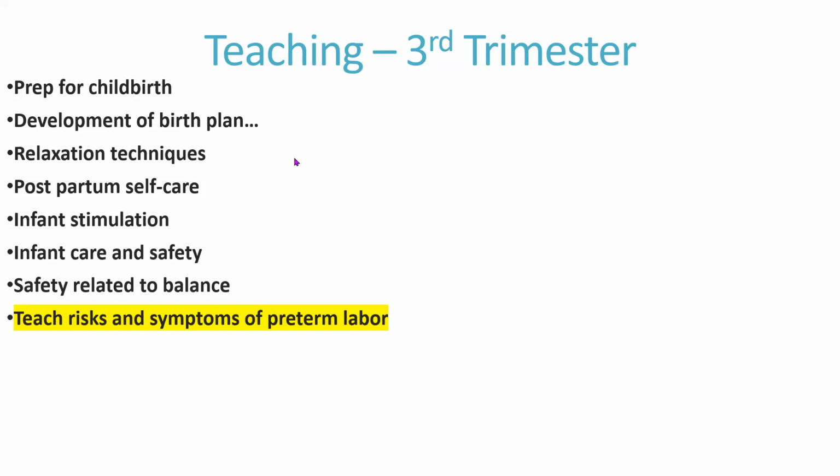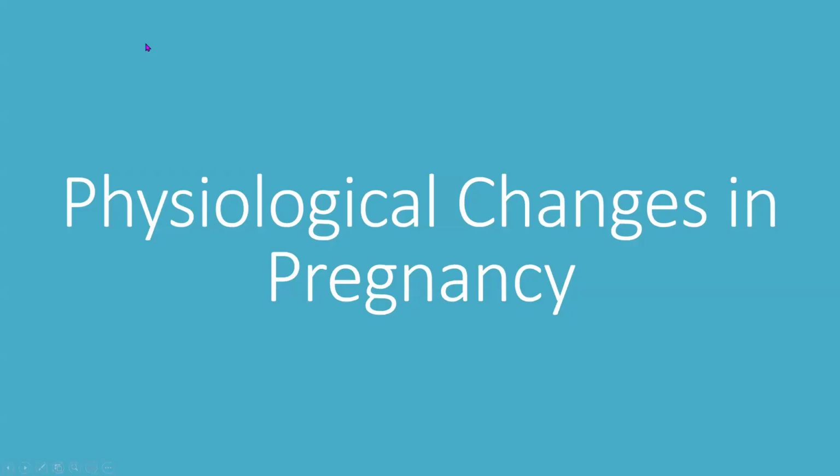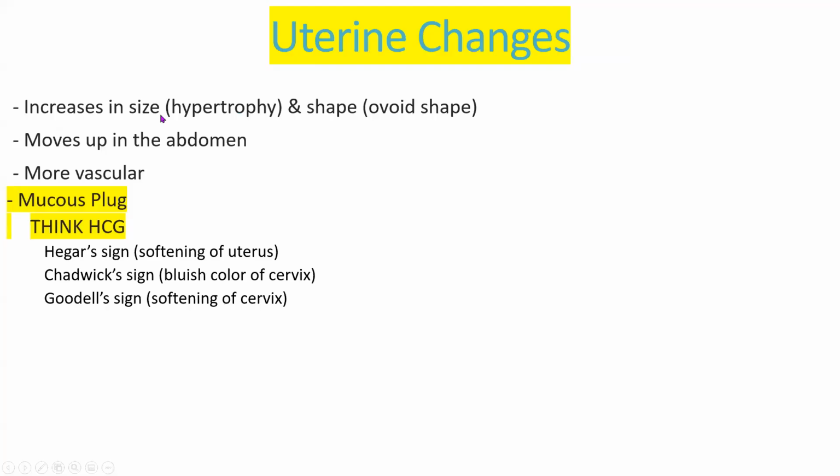Alrighty, moving forward. We have our physiological changes in pregnancy. Right away, we're going to have our uterine changes. It's going to increase in size and shape, it's going to move up into our abdomen, and it's going to become more vascular.